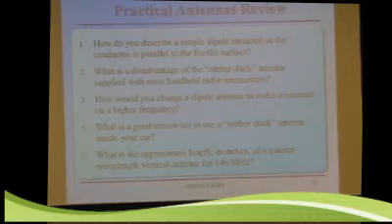How would you change a dipole antenna to make it resonant on a higher frequency? We didn't cover that, but remember wavelength. If we are at a higher frequency, what does that mean about wavelength? It gets shorter. So if we had to make it resonant on a higher frequency, we would make the antenna shorter. You just shorten the antenna and make it resonant.